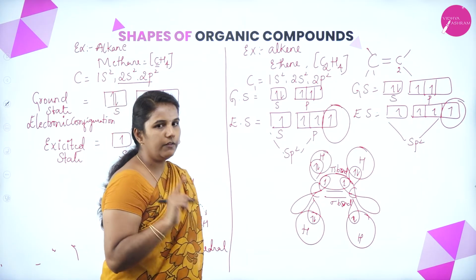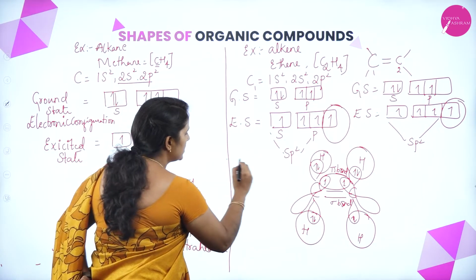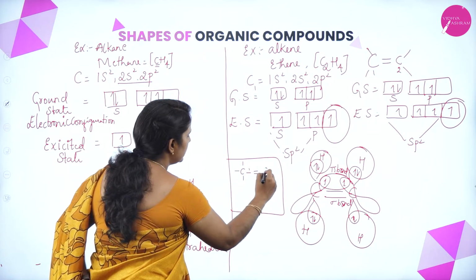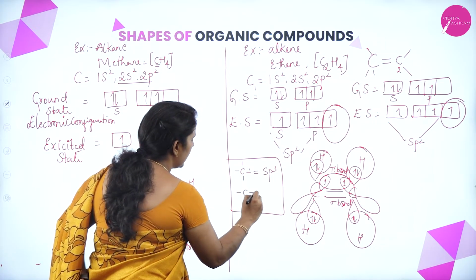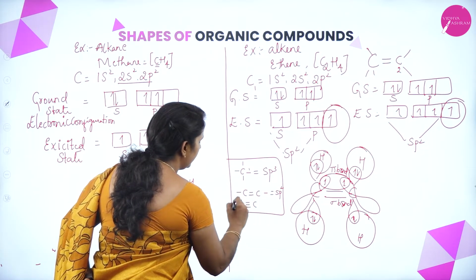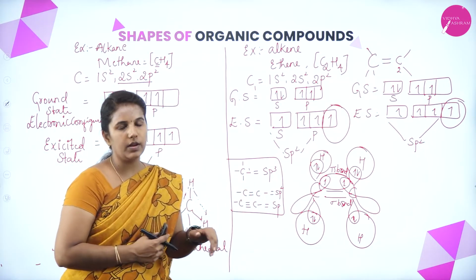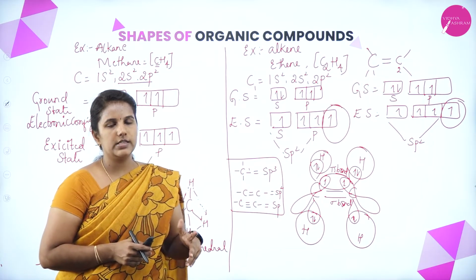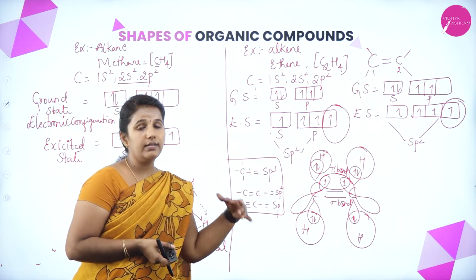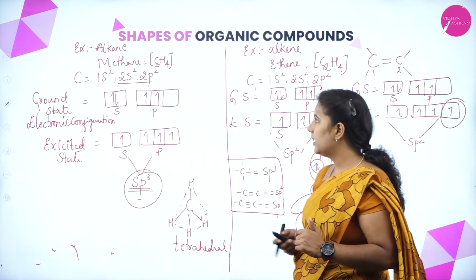So always remember, when you are writing for an alkane, the carbon atom is sp3 hybridized. If it is an alkane, it is sp3. If it is an alkene, it is sp2. If it is an alkyne, it is sp. In sp3 hybridization, almost all are sigma bonds, whereas in sp2 there is 1 pi bond and the remaining are sigma bonds, whereas in sp hybridization there are 2 pi bonds and the remaining are sigma bonds. Okay. Hope you have understood this.